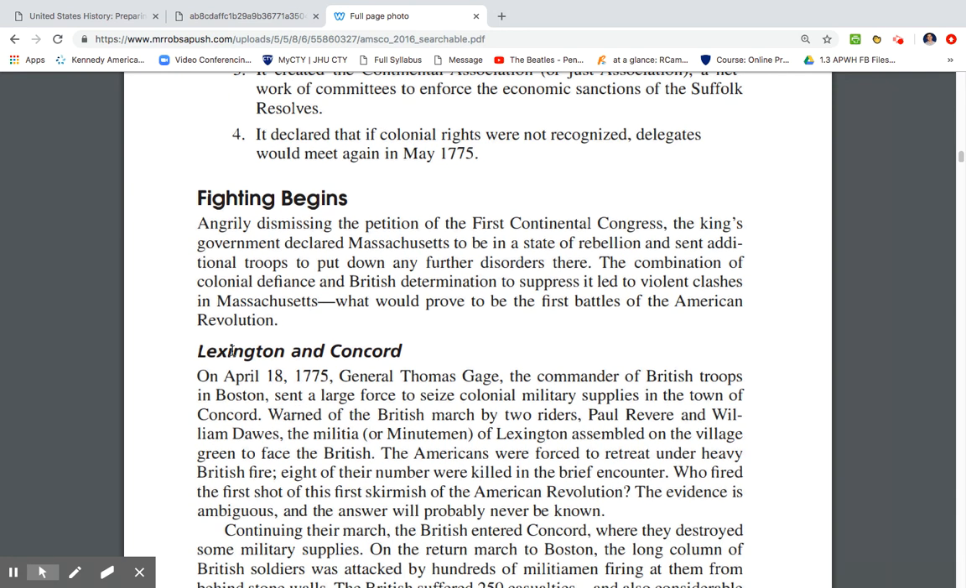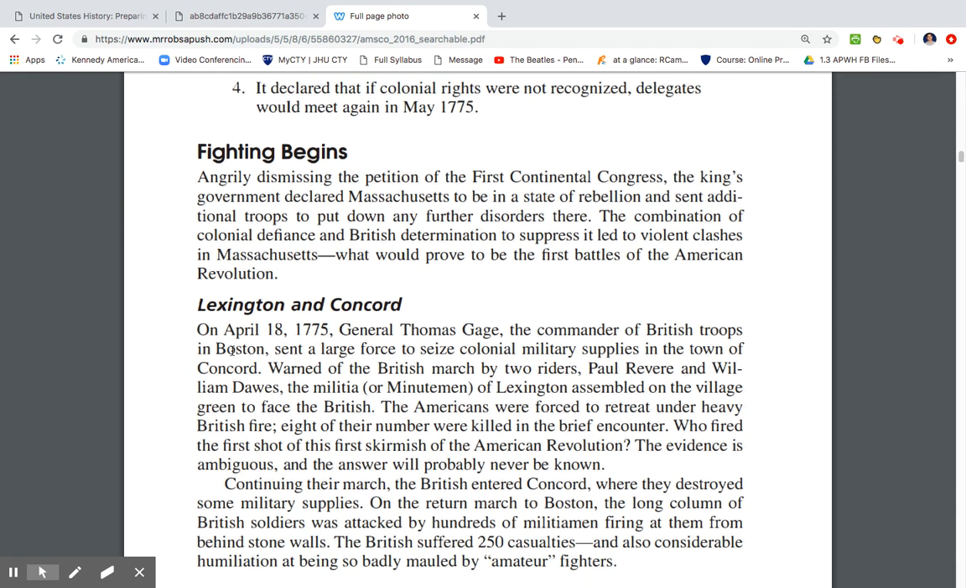Lexington and Concord. On April 18th, 1775, General Thomas Gage, the commander of the British troops in Boston, sent a large force to seize colonial military supplies in the town of Concord. Warned of the British march by two riders, Paul Revere and William Dawes, the militia, or Minutemen, of Lexington assembled on the village green to face the British. The Americans were forced to retreat under heavy British fire. Eight of their number were killed in a brief encounter.